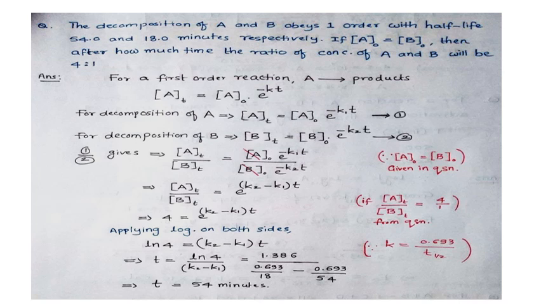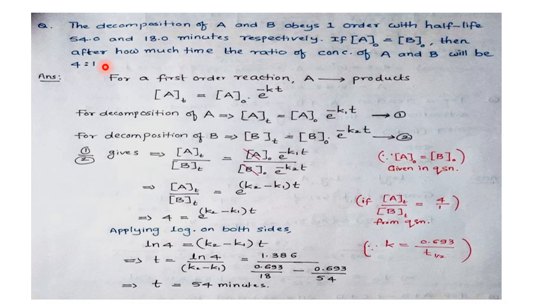the decomposition of A and B obeys first order with half-life 54 and 18 minutes respectively. If A naught equal to B naught, then after how much time the ratio of concentration of A and B will be 4:1. This is the question given to you.